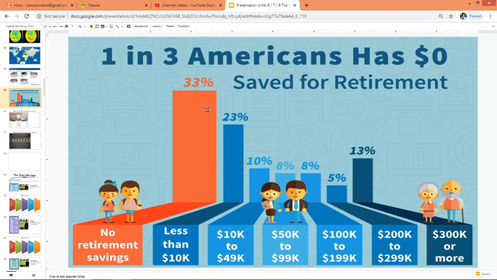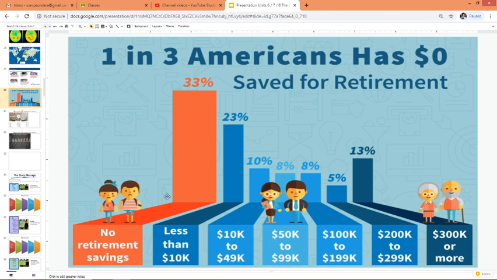The percentages are the percentage of people that have saved for each specific category. So the x-axis shows the amount of money that people have saved, right? And the y-axis shows the percentages. And the x-axis goes from no retirement savings to saving $300,000 or more. Okay, then that's your explanation. Right? You explain the x-axis and the y-axis.